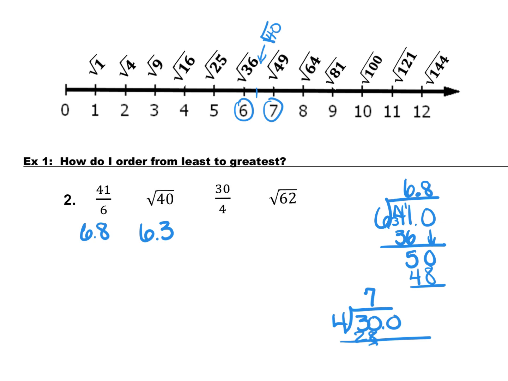We have then 2. We're going to bring it out 1 decimal place. And 4 goes into 20 5 times. And so we have a 7.5.